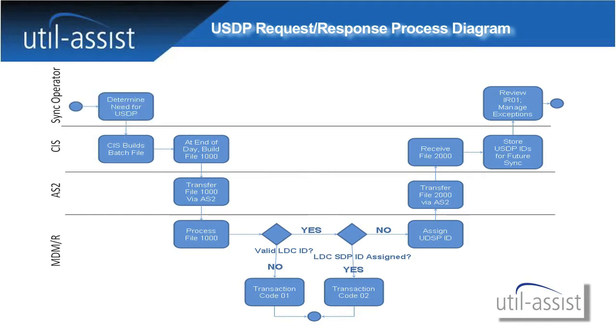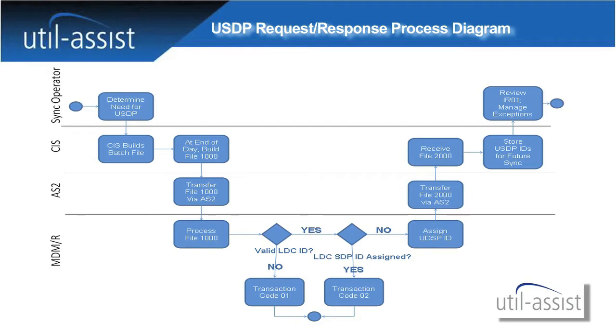We have the sync operator starting off this process, determining a need for the USDP. For the most part, once you're in your enduring process, the need for a USDP comes about because of a new service. Otherwise, when you go through cutover, you're going to get all your existing USDPs and be done. The only time you need new ones is for new services. But that is another need for USDP, right?